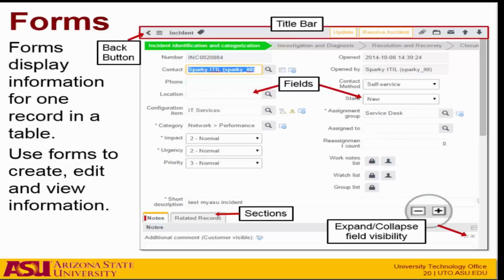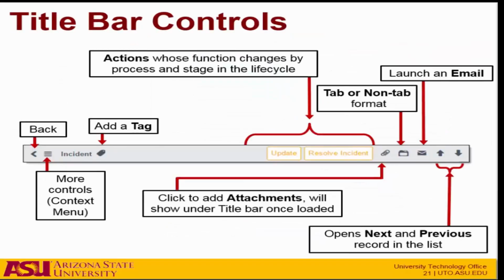At the top, there's a title bar. Starting at the left, clicking on the back arrow will take you to the previous page that you were looking at. The hamburger button will open up with context menus depending on your access to the tool and what you're looking at. The next control is to add a tag. So if you have a particular record that you're looking at, you can tag it so that you can collect them all together and look at them together later on.